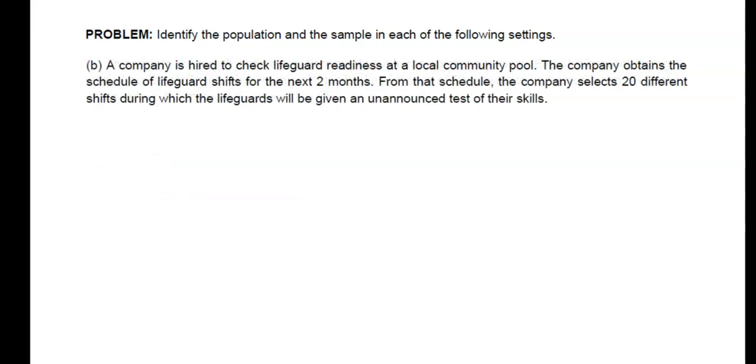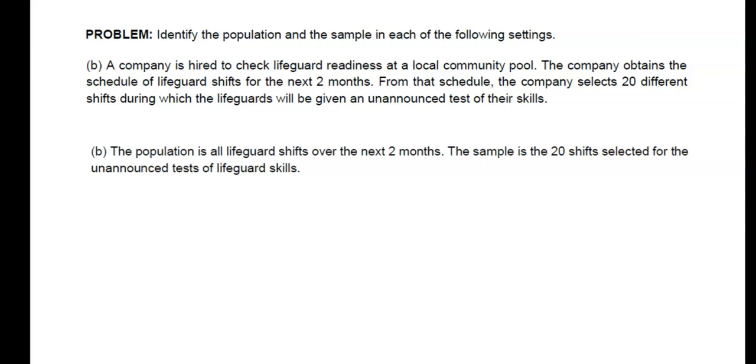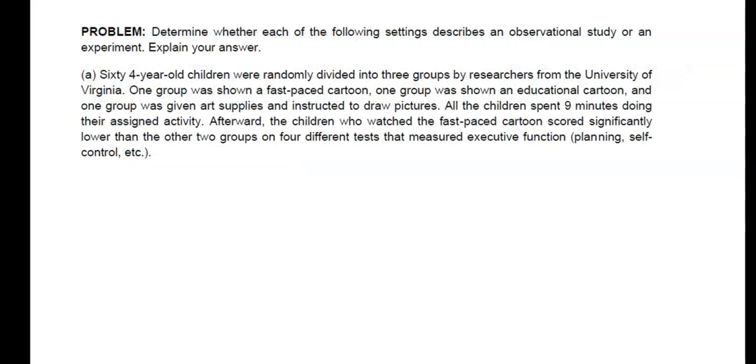A company is hired to check lifeguard readiness at a local community pool. I like this idea, checking to make sure lifeguards are paying attention. The company obtains the schedule of lifeguard shifts for the next 2 months. From that schedule, the company selects 20 different shifts in which the lifeguards will be given an unannounced test of their skills. So how many shifts are there? There are all of these shifts at the local community pool during the 2 month period. And then the 20 would be the sample that they selected.